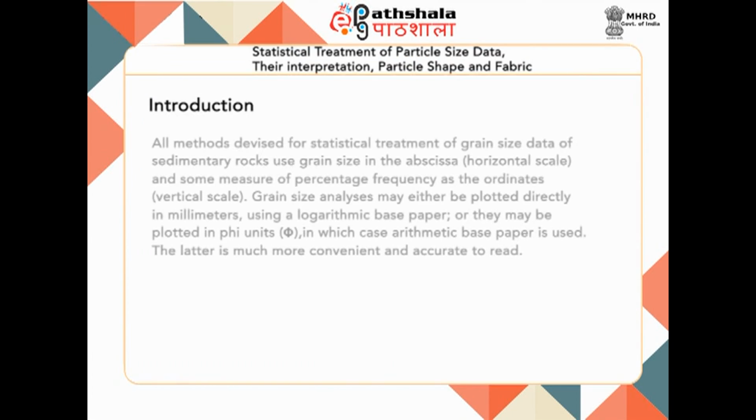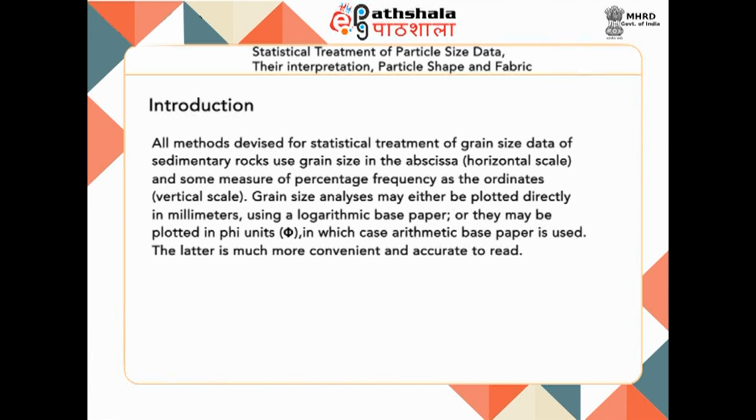All methods devised for statistical treatment of grain size data of sedimentary rocks use grain size on the abscissa, that is the horizontal scale, and some measure of percentage frequency as the ordinate, that is the vertical scale. Grain size analysis may either be plotted directly in millimeter scale on logarithmic base paper, or in the phi scale or phi unit, in which case arithmetic base paper is used. The latter is much more convenient and accurate to read.